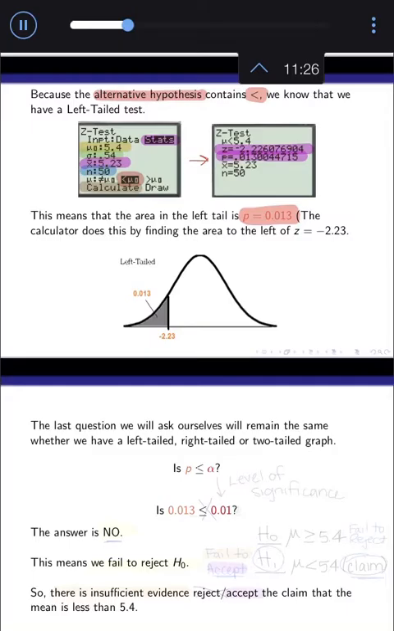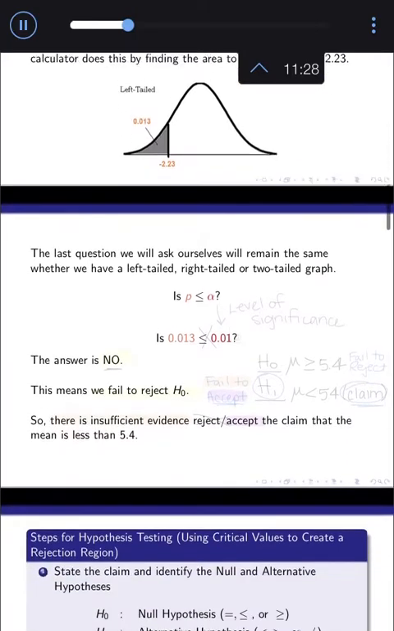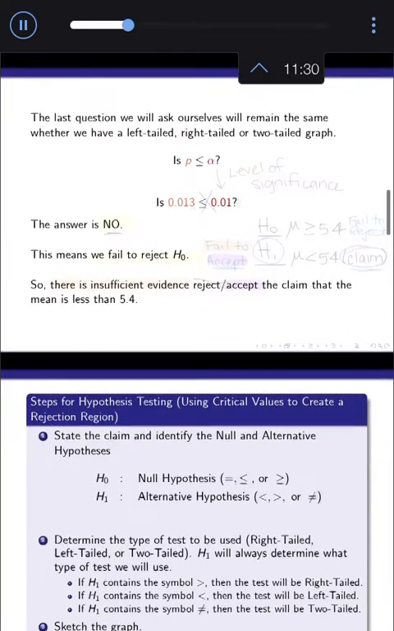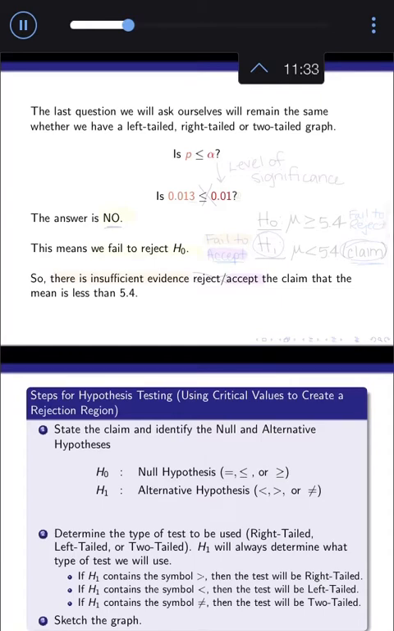We always ask the same question. Is p less than or equal to alpha? Well, according to our calculator, our p was 0.013. According to the problem, our alpha, our level of significance that was given in the original problem. Again, alpha is your level of significance. It's always given in your problem. Your level of significance given in this problem was 0.01.